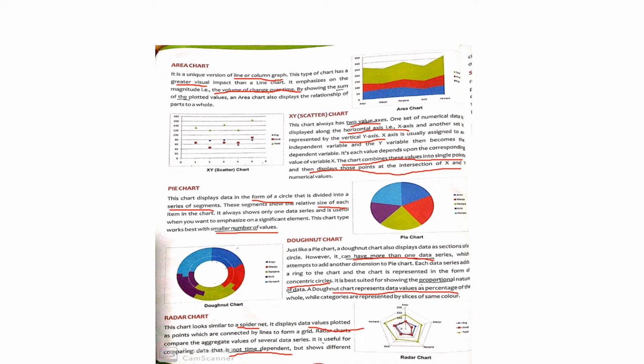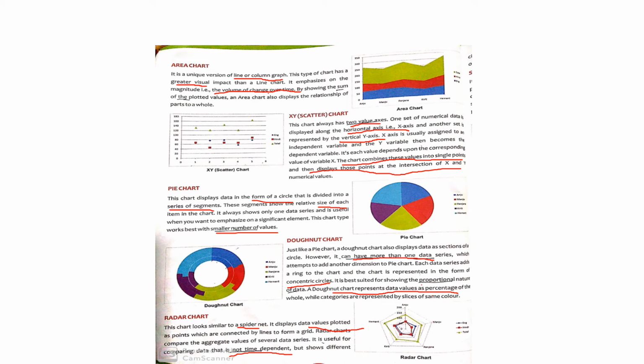A donut chart represents the values as a percentage of the whole, while categories are represented by slices of the same color. Again, different categories, different students are represented. The first slice represents the data for the subjects, meaning the number of concentric circles will be the same as the number of columns, and it will give you the values according to the rows that are available in the Excel.